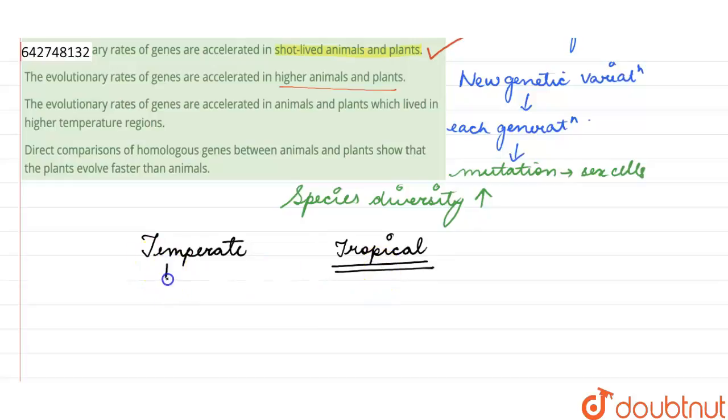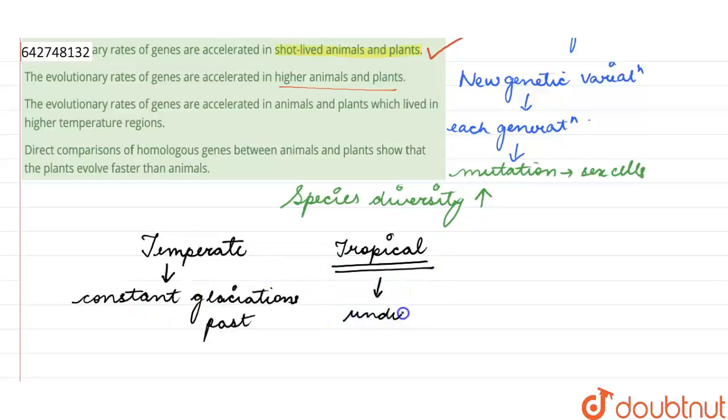And why is that? Because the temperate regions have been subjected to constant glaciations in the past, and that's why it shows low diversity, whereas the tropical regions have remained undisturbed for a very long time. And there hasn't been much seasonal change in the tropical regions, and that's why it shows more diversity.